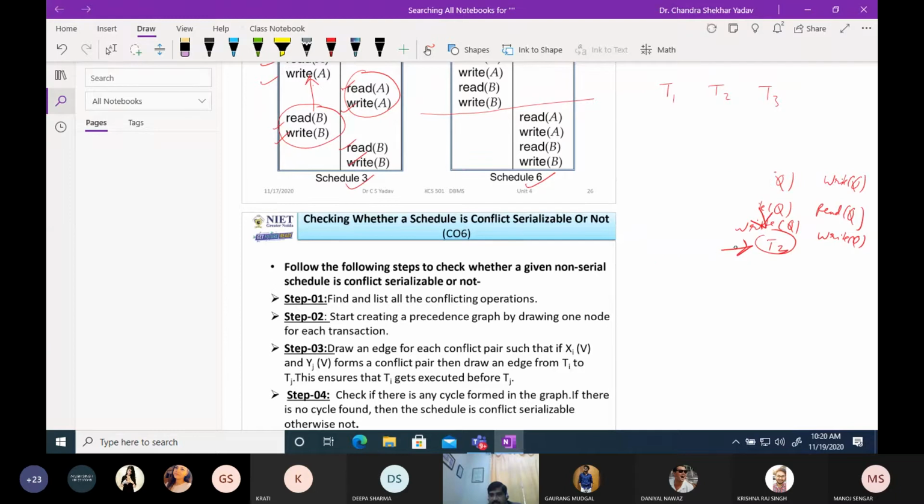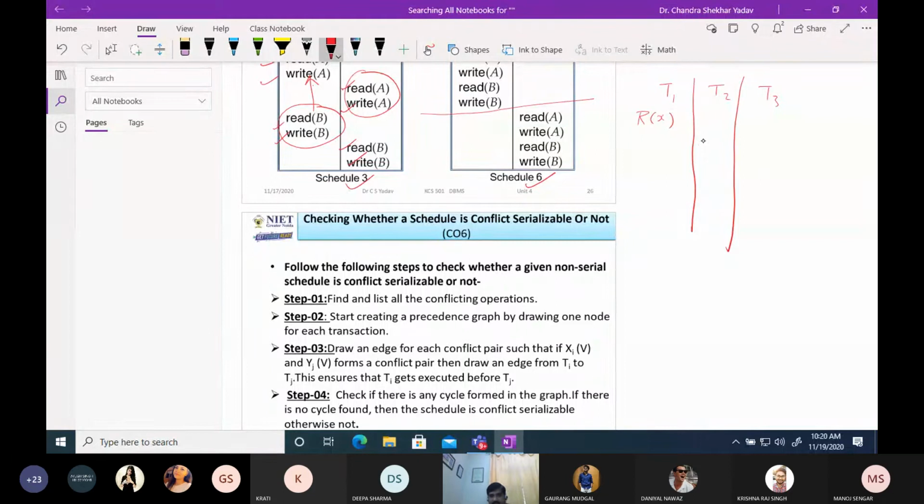Now let us solve a problem. Suppose we have a schedule with T1, T2, T3. First T1 performs a read operation on data item X. Then T2 performs a read operation on data item Y.